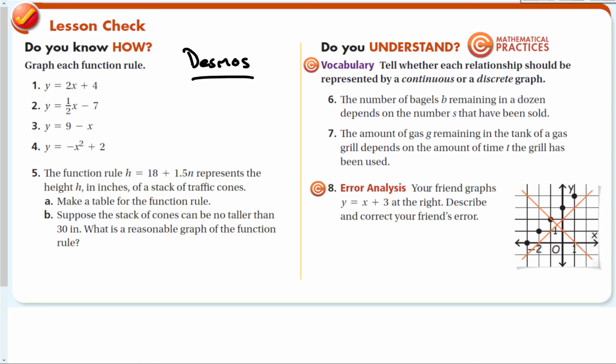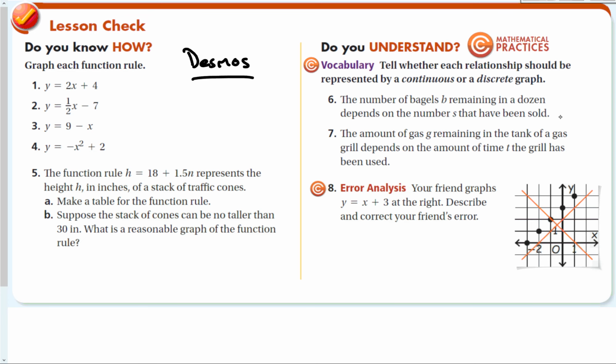Tell whether the relationship is represented by a continuous or discrete function. Number of bagels remaining in a dozen depends on the number that had been sold. Usually, stores don't sell you half a bagel, so this is going to be discrete. Gas remaining in a tank of a gas grill depends on the amount of time the grill has been used. Okay, so when the gas is on, the grill is burning. You can shut it off in 1 minute, 2 minutes, 30 seconds, 20 minutes. Okay, it doesn't matter. So that is going to be continuous.